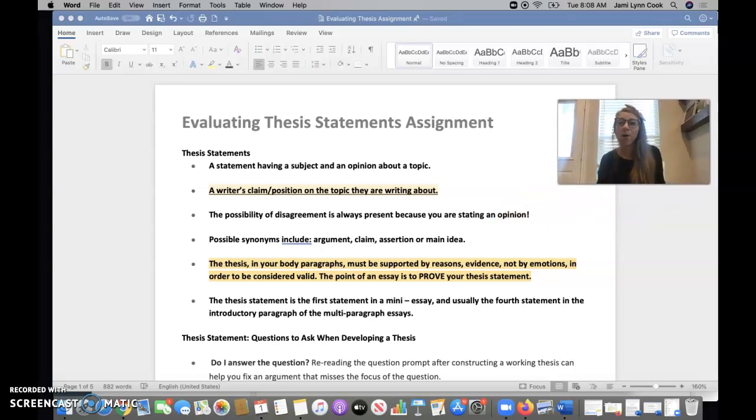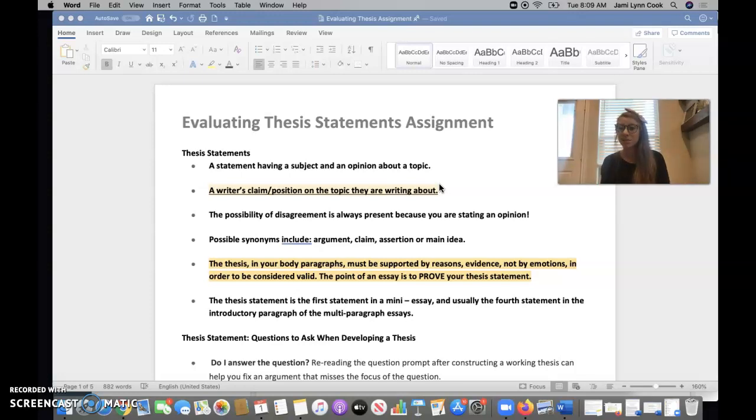All right, today we're going to go over our evaluating thesis statement assignment. First things first, it's very important to understand what a well-written thesis statement looks like and what it contains. So, most simplistically, a thesis statement is a position on the topic that someone is writing about.